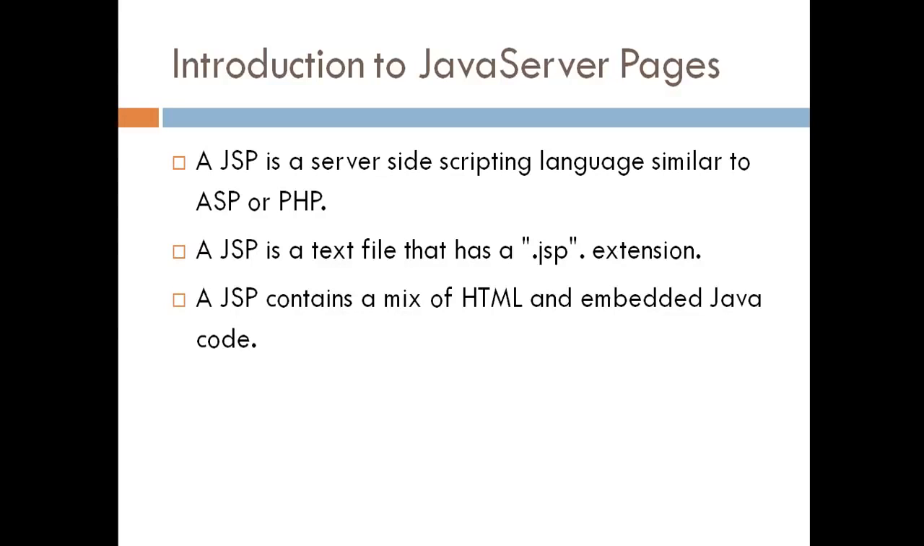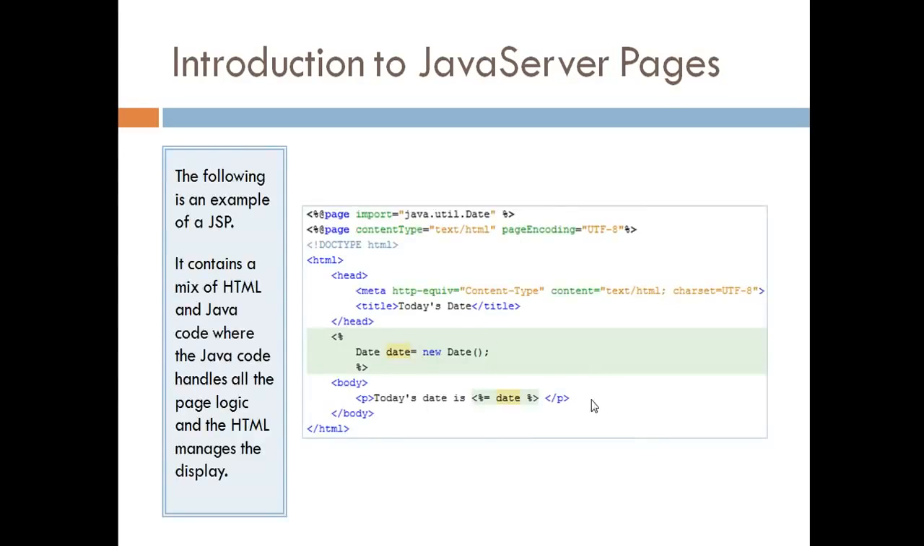A JSP is nothing more than a text file that has a .JSP extension, but inside of the text file there's a mixture of HTML and embedded Java code. This is an example of a JSP. We have a mixture of HTML and Java code. The HTML manages the display of the page, and the Java code handles all of the page logic. So this is an example of a JSP.